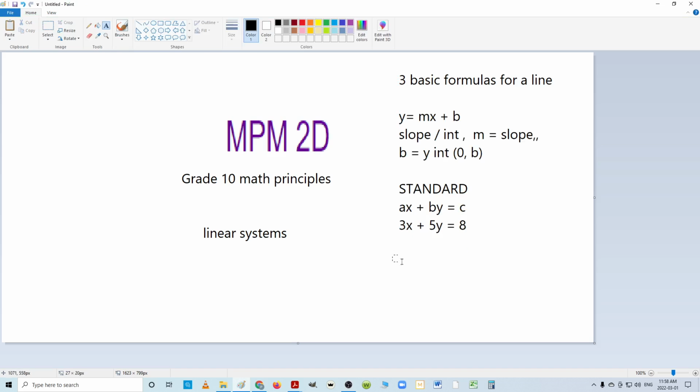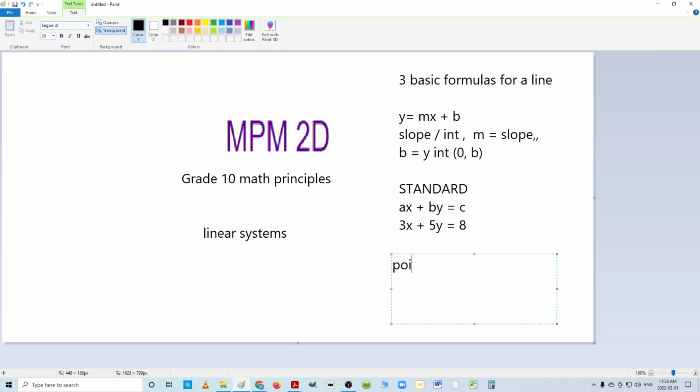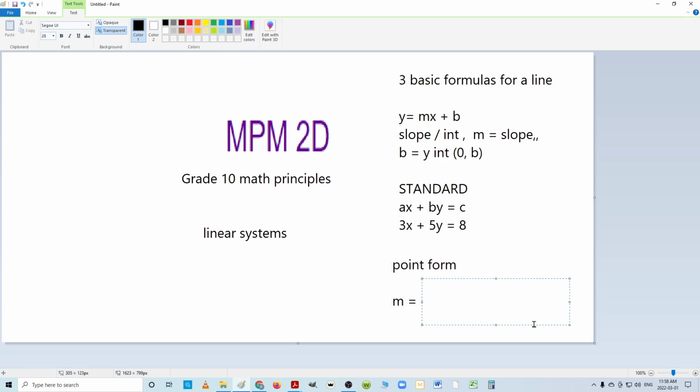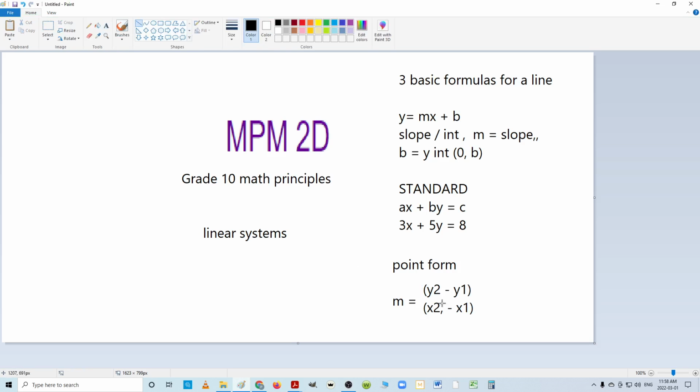Oh, and there's one other one that's point form, and it comes from the formula of the slope. You can always figure out the slope of a graph if you have 2 points. So you have y2 minus y1 over x2, which belongs with the y2 point, minus x1. We'll get more into this, but these are the three essential lines you have to memorize.